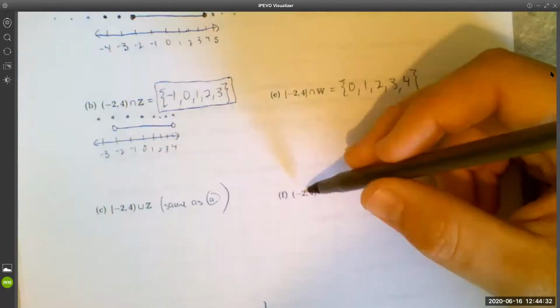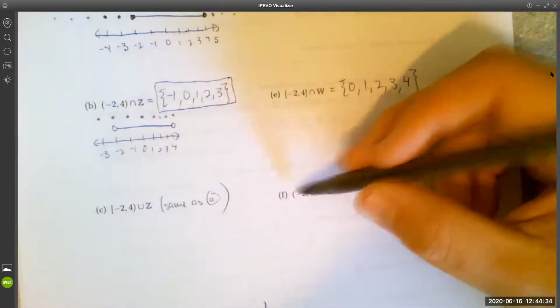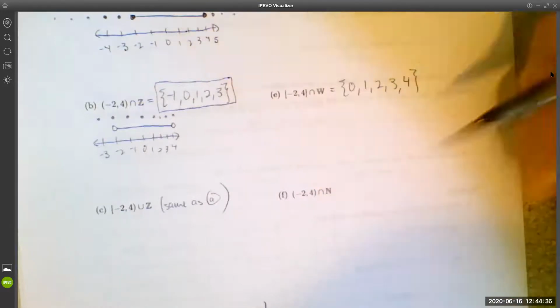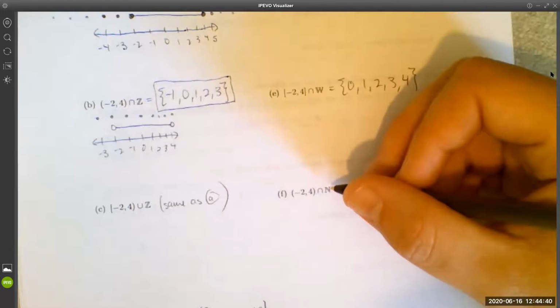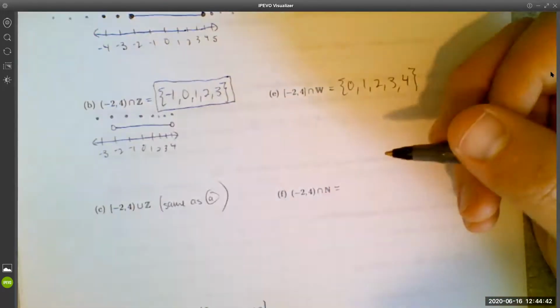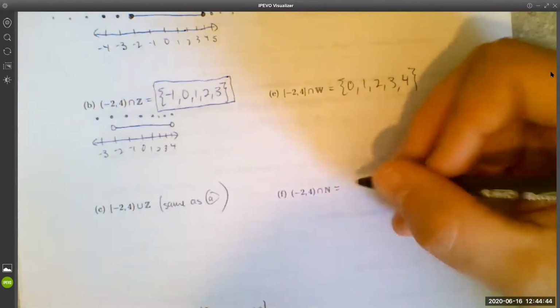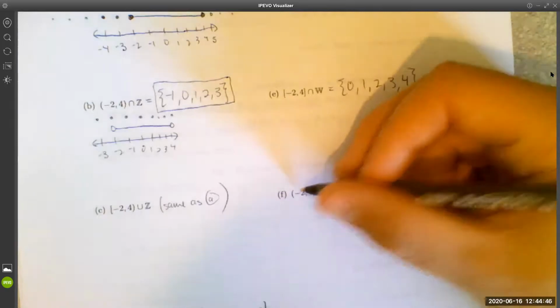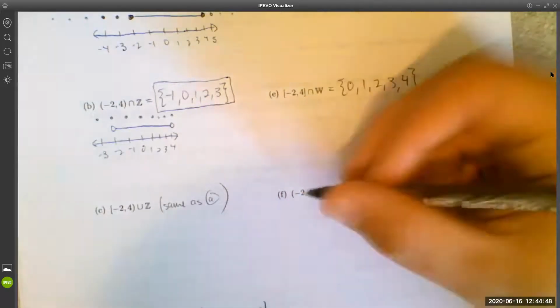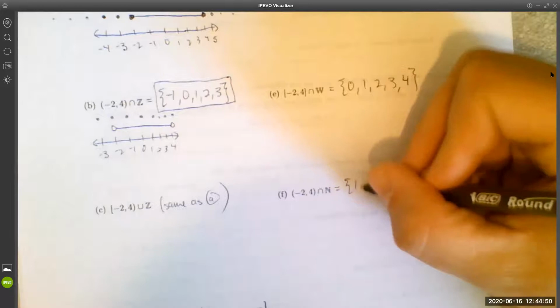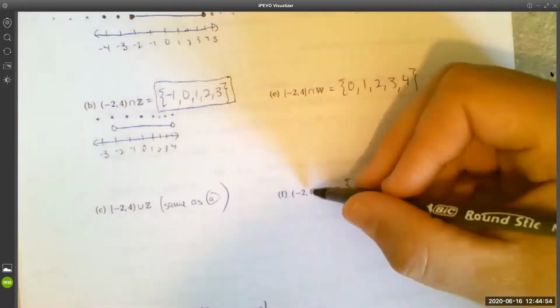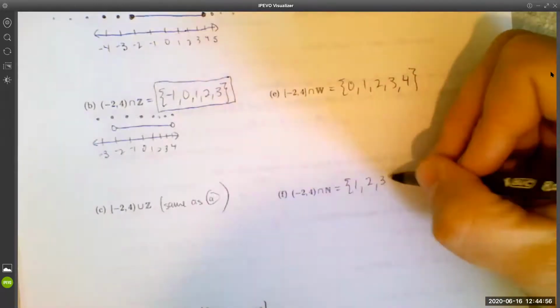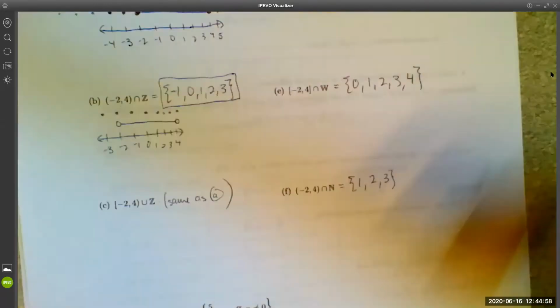And then finally, negative 2 to 4, not including the endpoints, intersected with the natural numbers. Ooh, okay, so the natural numbers, those are the positive whole numbers, right? They start at 1, so it's 1, 2, 3, 4, 5. So they're not going to overlap at negative 2 or at negative 1. They're not going to overlap at 0, but they will overlap at 1. They'll overlap at 2. They'll overlap at 3. They're not going to overlap at 4 because 4 is not a part of the interval. So that's what that one would look like.